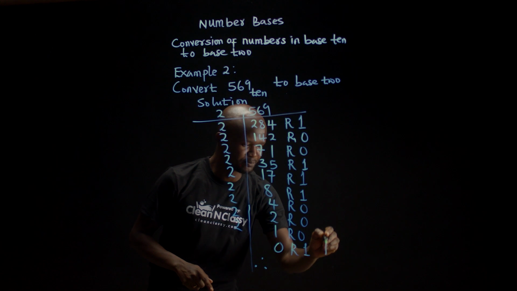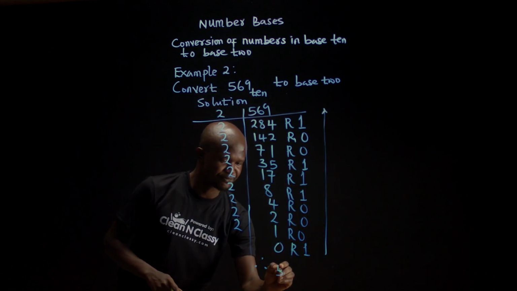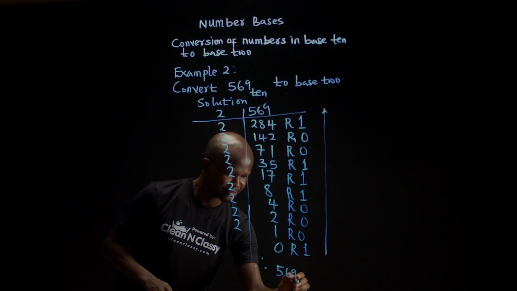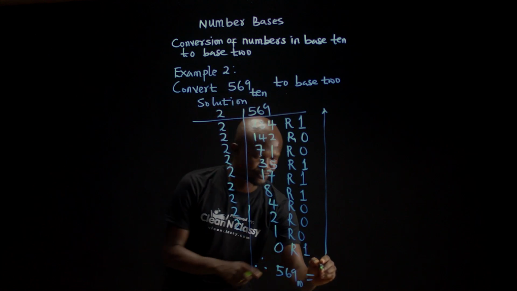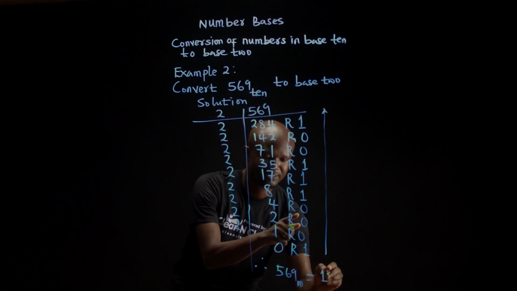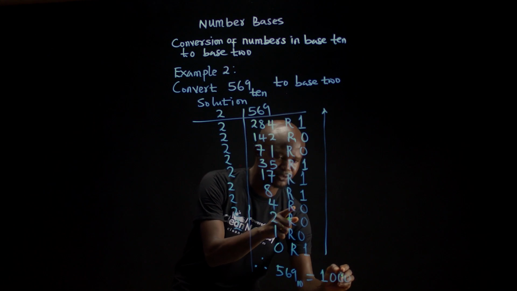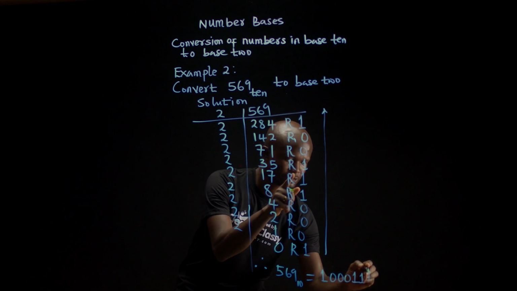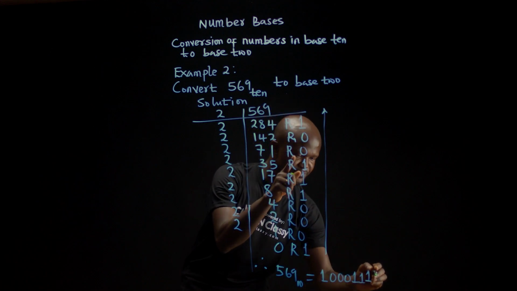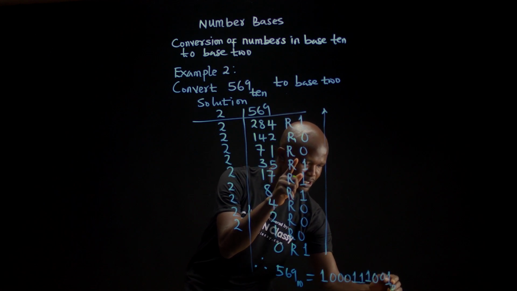The final answer is going to be what? You take it from bottom to up. And that's going to be what? 569 base 10 is going to be equal to what? From down. 1, 0, 0, 0, 1, 1. Then we have 0, 0, 1. Base what? Base 2. That is a solution to the question.